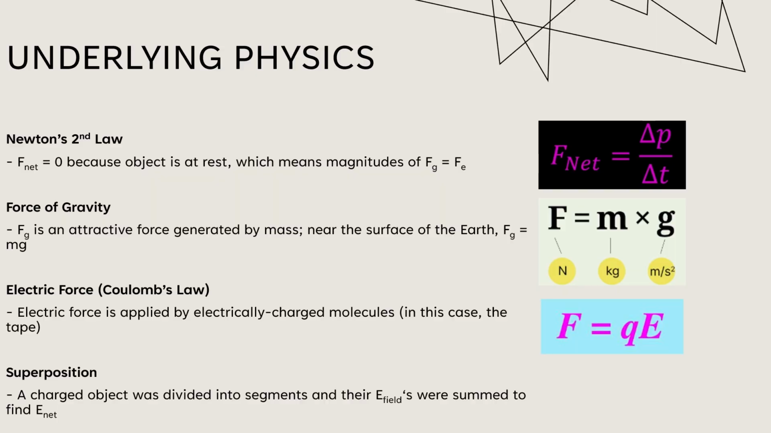So what are these underlying physics principles? The first one is Newton's second law, which states that F net is equal to the change of momentum over the change in time. Since our tapes are at rest here, F net equals 0. Our next principle is force of gravity. Near the surface of the Earth, which our tape is close to, unless you went up to the ISS to do this experiment, you're going to have F equals mg.